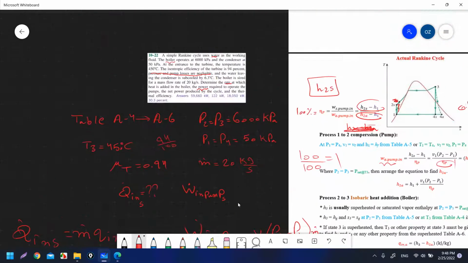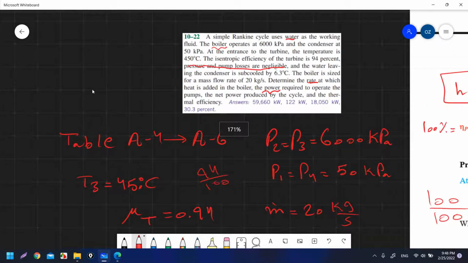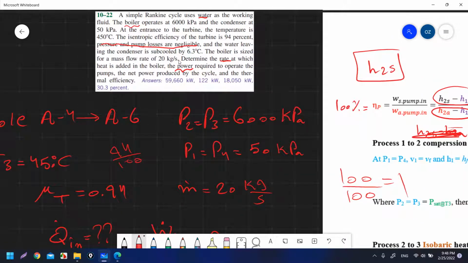Now returning back to this sentence, that the water leaving the condenser is subcooled. Okay, what is it that the water is subcooled by 6.3? It means he is talking about the water leaving the condenser, the temperature at the condenser is subcooled by 6.3.